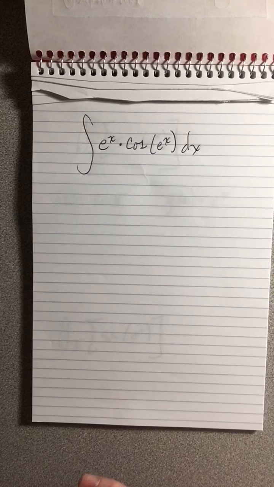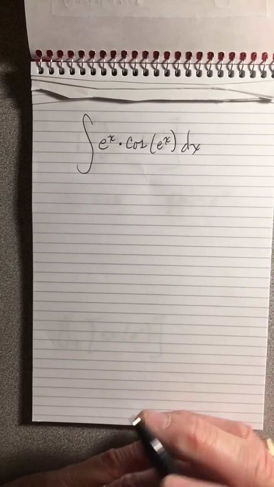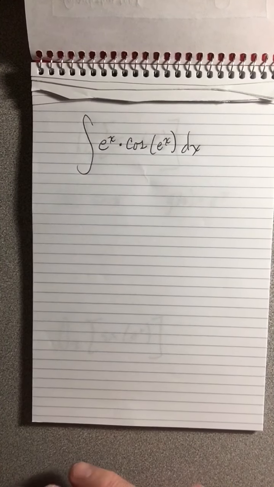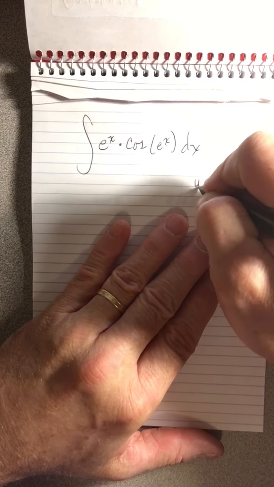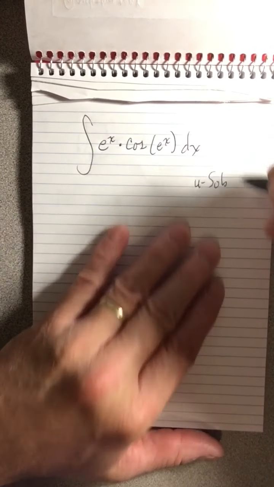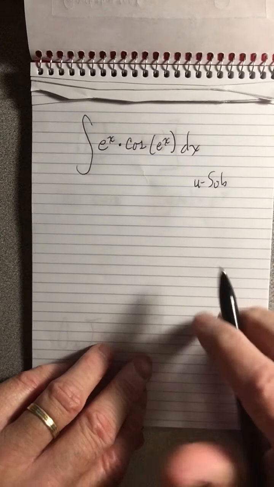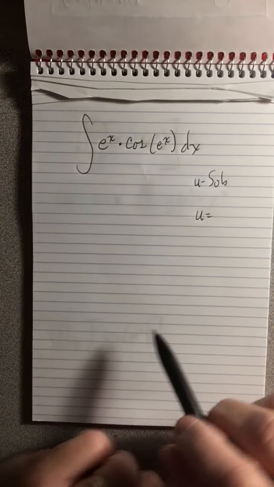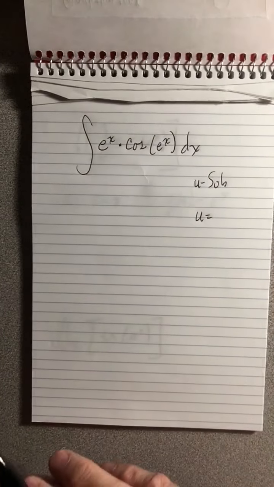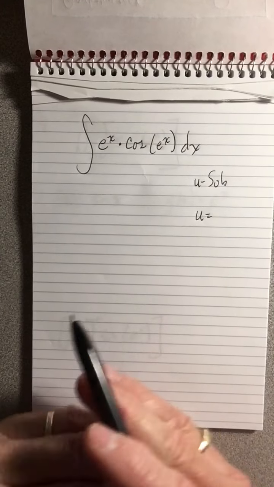Well, there's techniques that we're going to learn, most of them next semester, but one that we're going to learn this semester is called U substitution. So we're going to use U sub, it's frequently called U sub, because we're going to let U be equal to a part of the function that we feel like is an antiderivative of the other part of the function.